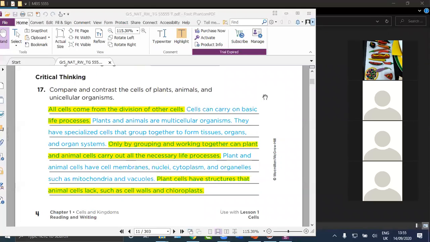I'll explain, take the short answer. The main idea: all cells come from the division of other cells. Big idea. Okay. And only by grouping and working together can plant and animal cells carry out all the necessary life processes. Plant cells have structures that animal cells lack, such as cell walls and chloroplasts.